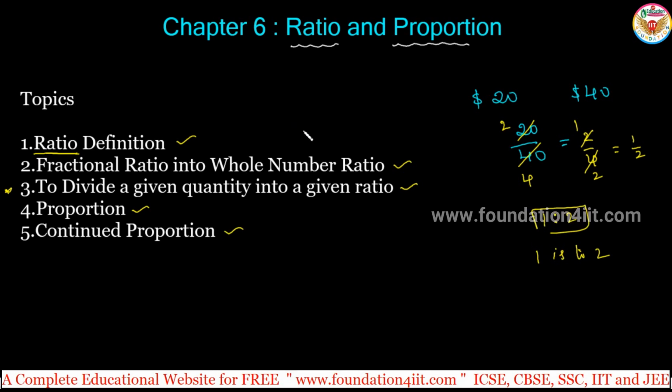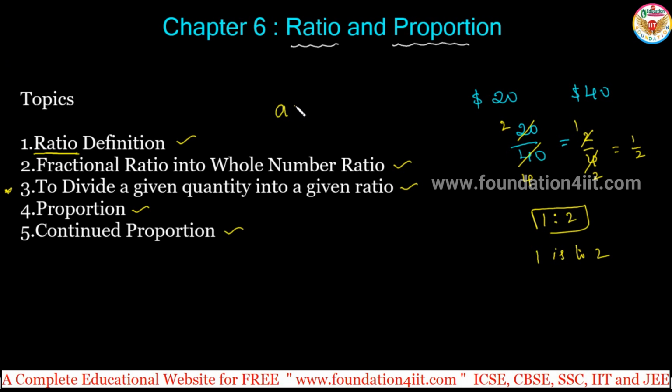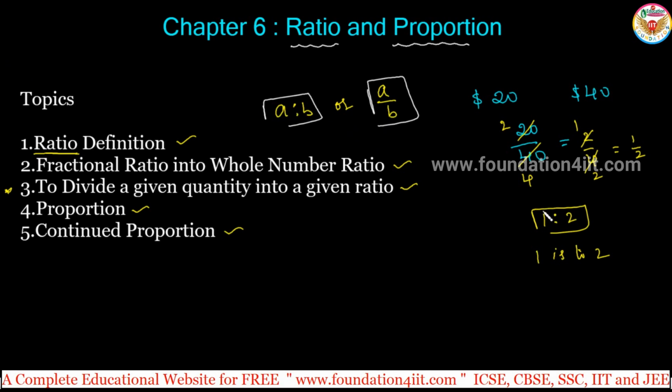So we have three important things in this. First, the ratio should be of the same quantity and same units. Then only we can compare the two quantities. And one more thing, we should write it in simplest form. Any ratio given, we should write in simplest form. We have A is to B or A divided by B. Both are the same. Both meanings are the same. Even 1 is to 2, we can write 1 divided by 2.